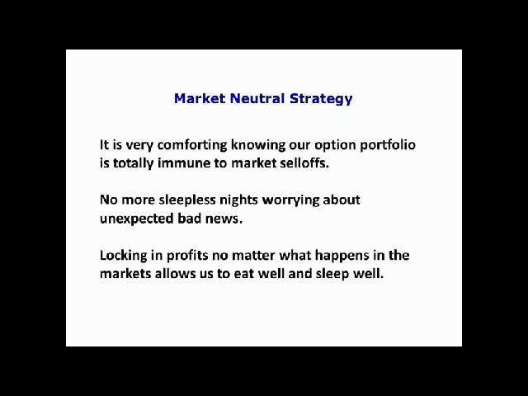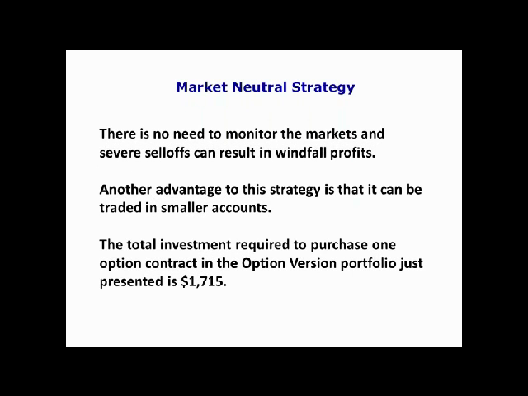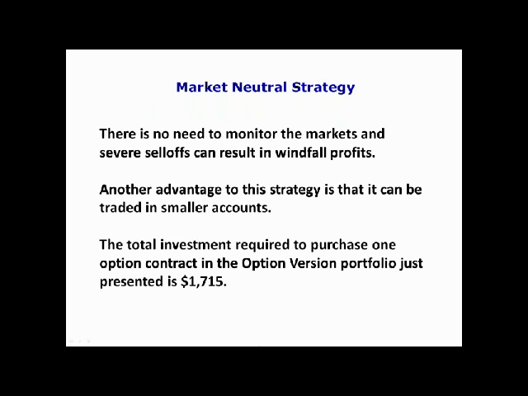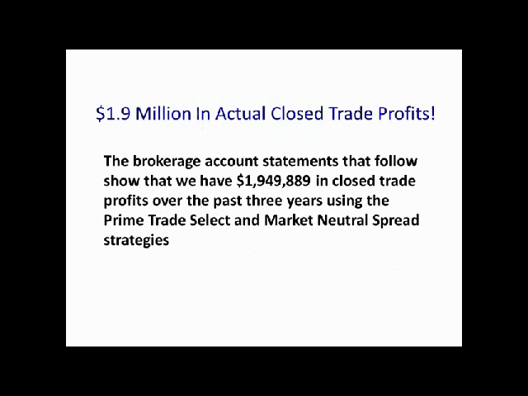So this is one of our favorite strategies, the market neutral spreads, where we leg into the spread by buying a put option. And that portfolio I showed you previously with the 6 market neutral spreads, if you bought just one contract of every one of those call and put options in that portfolio, the total cost would have been about $1,715, and that's after commission. So you can trade these market neutral spreads in smaller accounts.